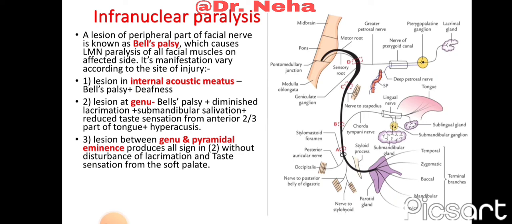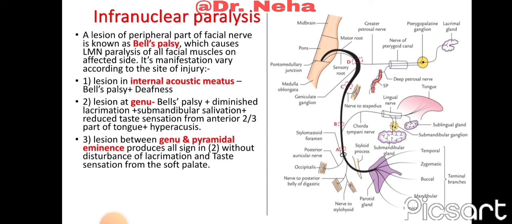Deafness is because of involvement of the 8th cranial nerve. Second is when there is a lesion at the genu, it will cause Bell's palsy along with diminished lacrimation, diminished submandibular salivation, reduced taste sensation from the anterior 2/3 part of the tongue, plus hyperacusis. Hyperacusis is because of paralysis of the stapedius muscle.